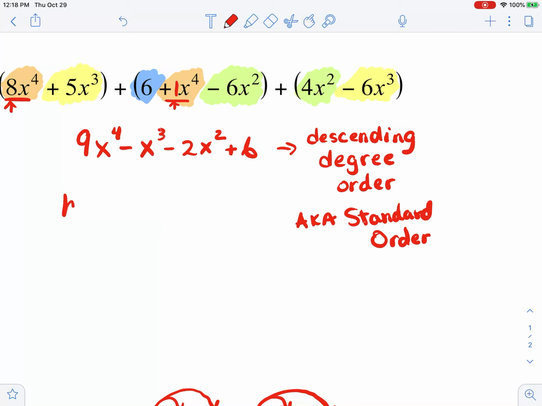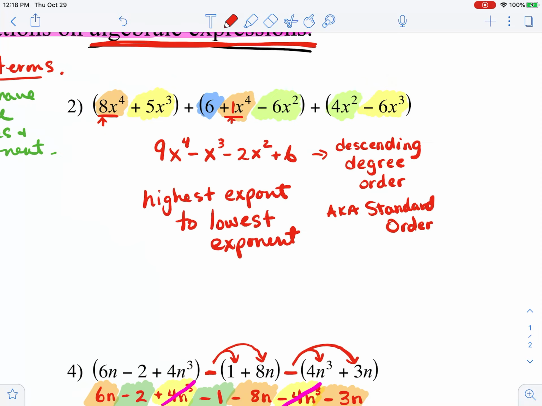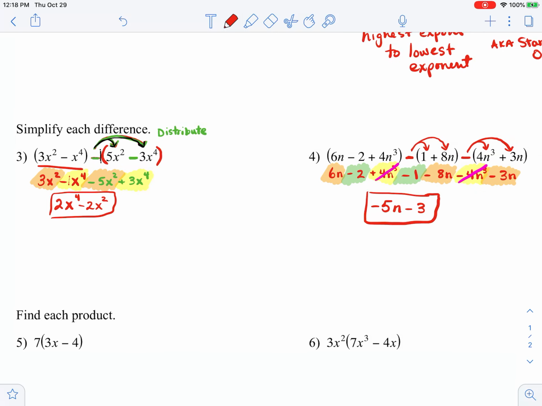That means from the highest exponent down to the lowest exponent. Highest exponent to lowest exponent. This is also called standard order. And when we were subtracting polynomials, we needed to remember that we had to actually subtract every single term in the group that comes after that minus sign. And we almost treated that as the distributive property. We almost distributed a negative 1 through. And once we did that, we can combine all our like terms.